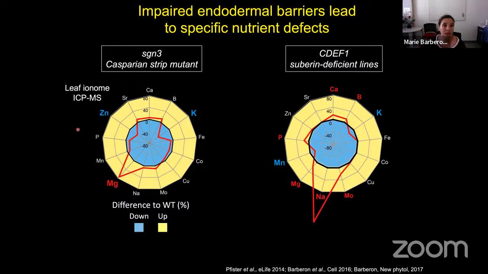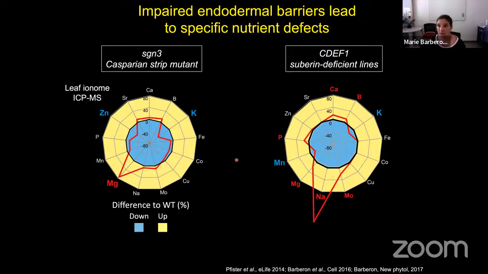And here I'm showing you the leaf ionome in a Casparian strip mutant compared to a leaf ionome of a Suberin deficient line. The data are presented in percentage compared to the wild type levels. If we are in the yellow zone, that means that the element accumulate at higher level in the mutant compared to the wild type. If we are in the blue zone, that means that the element accumulate at lower level in the mutant compared to the wild type.